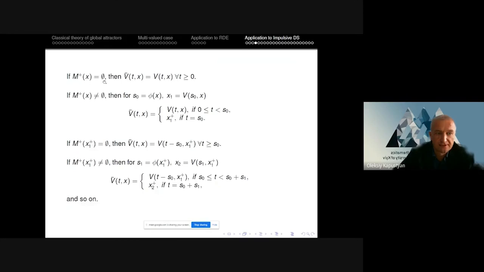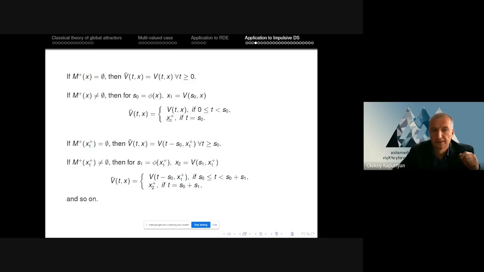If our trajectory is not impulsive, so it has no jumps, then our impulsive trajectory V bar coincides with the non-impulsive trajectory V, no problem. But if we have impulsive moments and phi of x is the first moment, the first jump, then V bar looks like that. V bar t x equals v t x if t is strictly less than the moment of the jump. And at this moment of time, we write here a new position of our dynamical system.